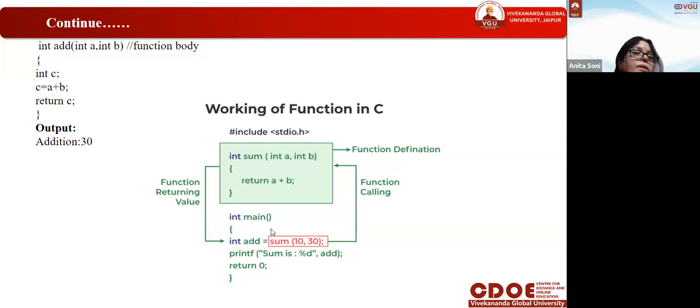Inside the function, we have declared a local variable, C. C is holding the result of A and B. After this statement is executed and the result is stored in the C variable, the return statement will give the result to the calling function.